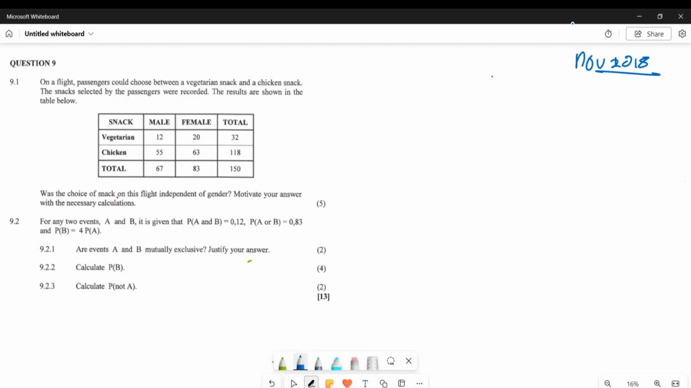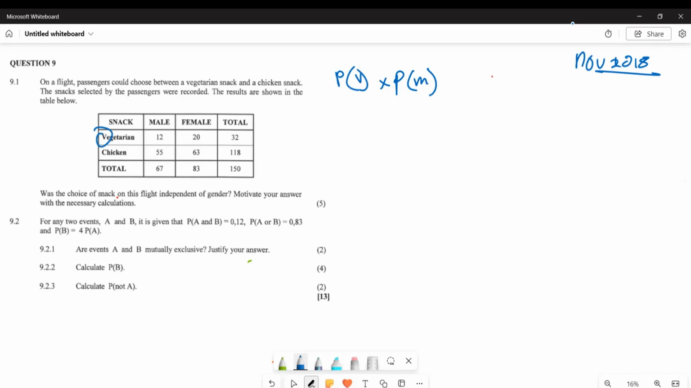Now, what are we going to do firstly here? In order for us to determine whether this is independent, there are many ways, but the easiest or most basic way is to look at the probability of taking the vegetarian snack, multiplied by the probability of male, and see what we get.